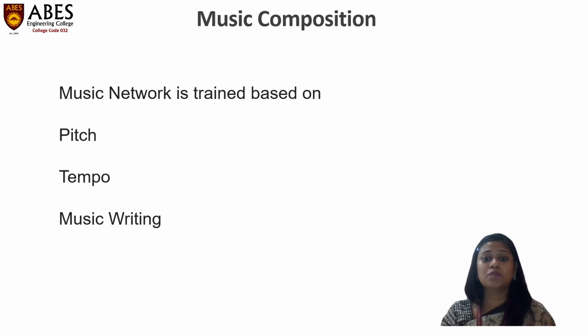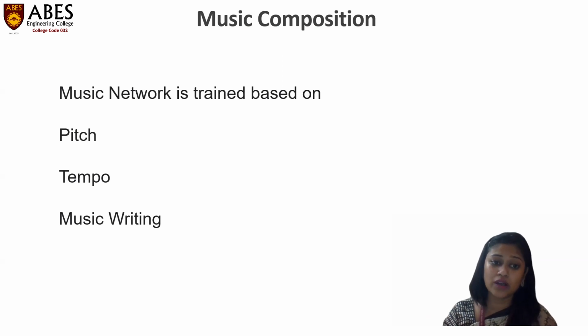The next application is music network. Nowadays, many pieces of music are designed with the help of soft computing: pitch adjustment, pitch identification, music writing, tempo matching with the music writing, and pitch matching. Many combinations are tried with the help of soft computing alone. This is a large domain nowadays, and much work is going on in music networks. This is one of a few examples: we can manage the pitch, manage the tempo, and write the music with the help of soft computing.